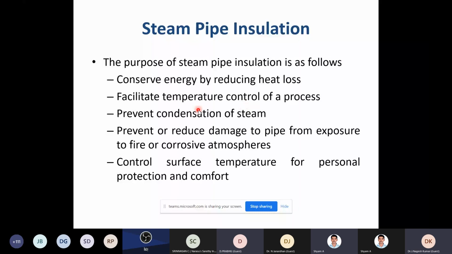And also to prevent condensation of steam. Steam should not condense in the pipeline, as we have seen. So to avoid that, we have to avoid heat loss. So we need to provide insulation.